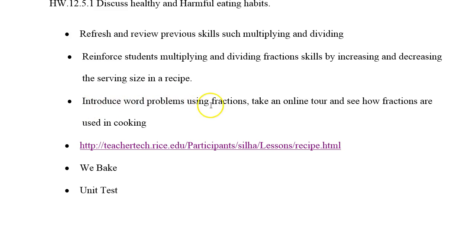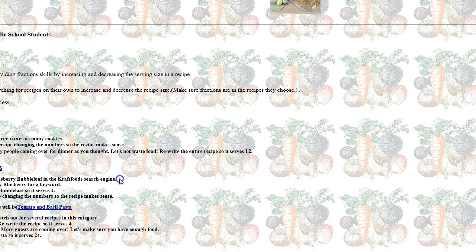We're going to introduce word problems using fractions, take an online tour, and see how fractions are used in cooking. And this is a website that I found some lessons on that. And I don't think I can get it to where you guys can see it.